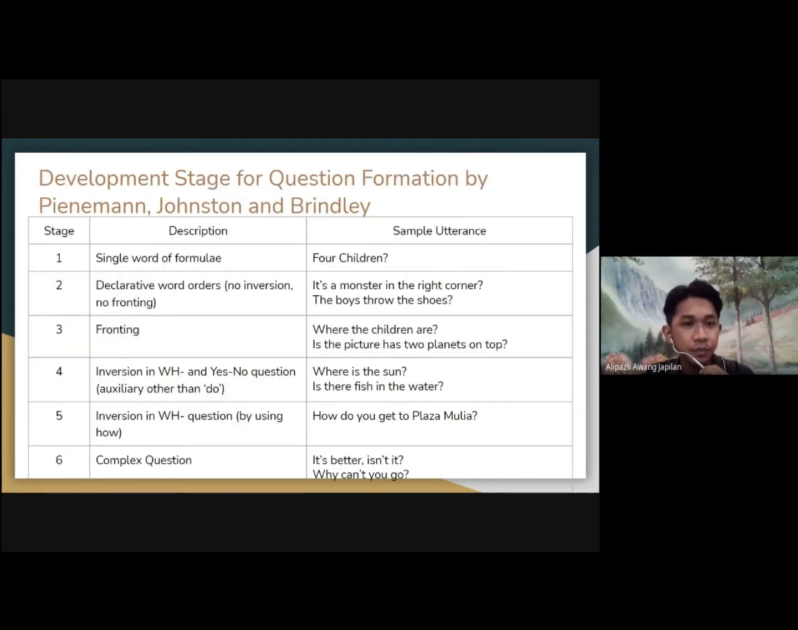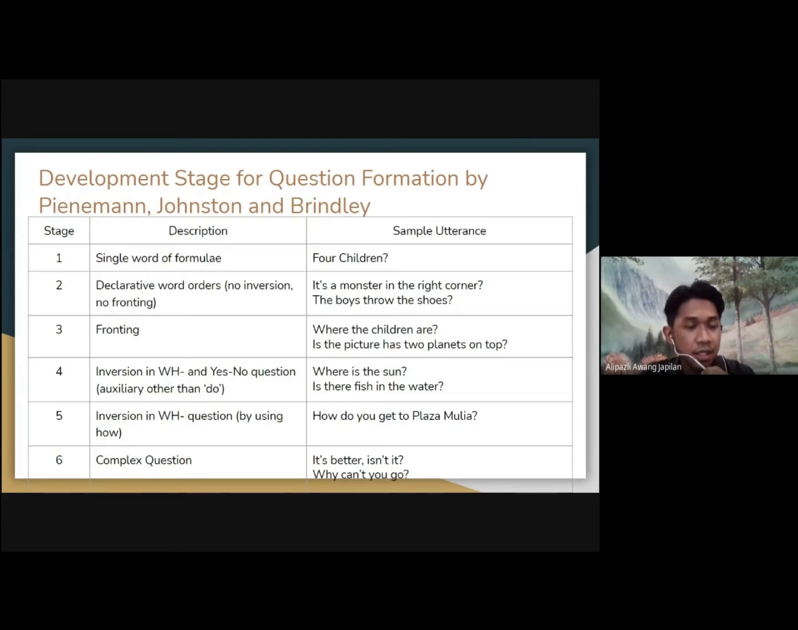Next slide. All right, this is the development stage for question formation by Pienemann, Johnston, and Brindley. This research follows this kind of stage, where they have 6 stages. We can see that the first stage is single word or formula. For example, sample utterance for children. And then the second stage, declarative word order with no inversion and no fronting. For example, it is a monster in the right corner, and the boys throw the shoes, like that.